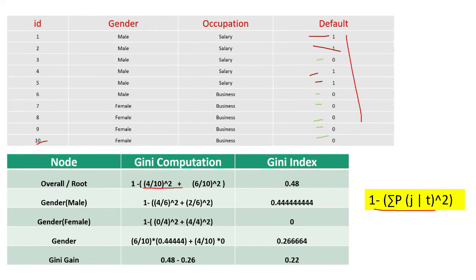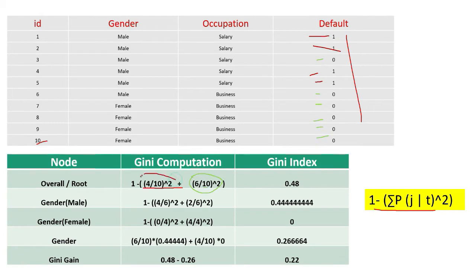So how do we calculate? Then 1 minus, and we can take that 4 out of 10 are those who have defaulted. So we have taken 1 minus (4 divided by 10) squared, plus we know that we have a total of 10 records, and out of those 6 have not defaulted. All right, and then we take the square of this also. So you can see that these are my non-defaulters and these are my defaulters.